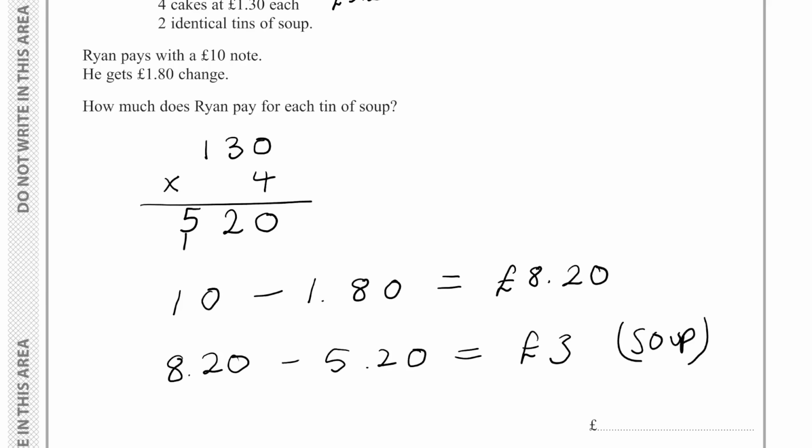But it's 2 tins. How much does he pay for each one? So half of £3, £1.50. Half of £3 is £1.50.